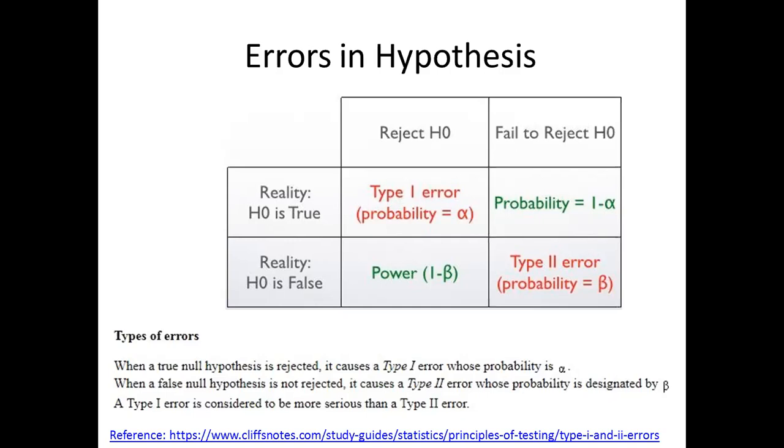Second case would be that if in reality H naught is false and we are rejecting it, then it is again a good result. Now, if in reality H naught is false and we are failing to reject H naught, then definitely we are making an error, which we call the type 2 error in statistics, or the false negative error, or the beta error.